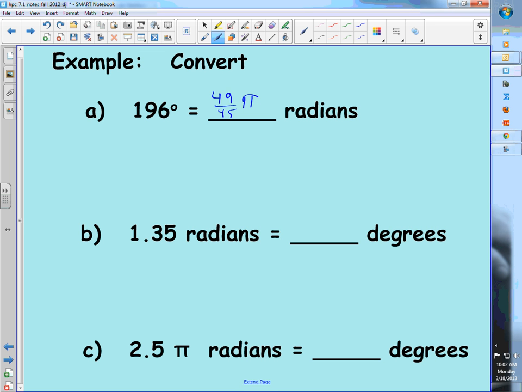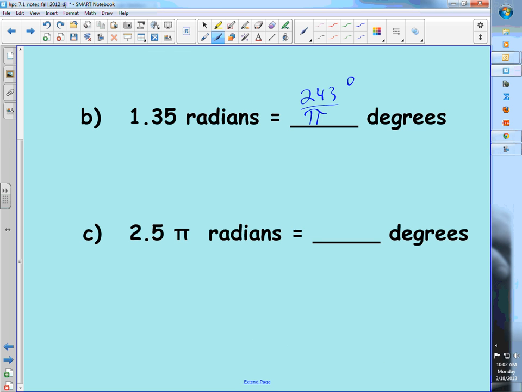Right? 1.35 radians, how many degrees? 243 over pi degrees. You don't really need the symbol because you have the word. Everybody get that? How about the 2.5 pi radians? 450. Exactly. On any of those three, do you need to see the math? Anyone need to see the math on the conversion?